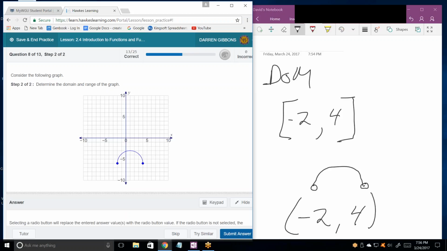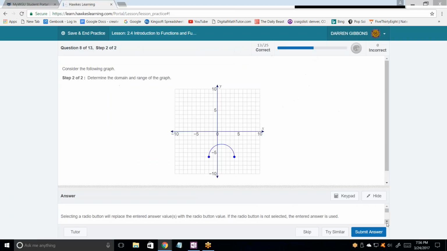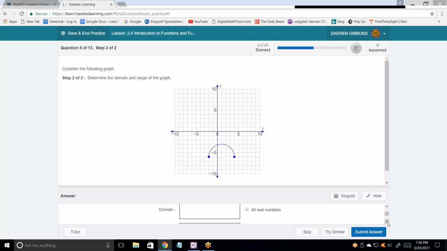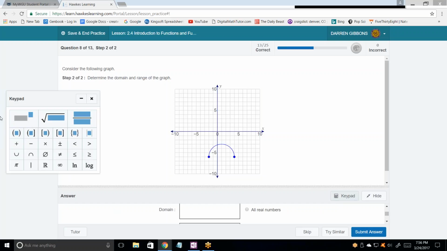Determine the domain and range. So what's the domain? It's what we identified, right? Let's put it in interval notation. I'm going to use the keypad, and you see this one that's got bracket on both sides? That's what I'm going to use. So -2 to 4, right? -2, 4. You need the comma also. Okay, so there's my domain.